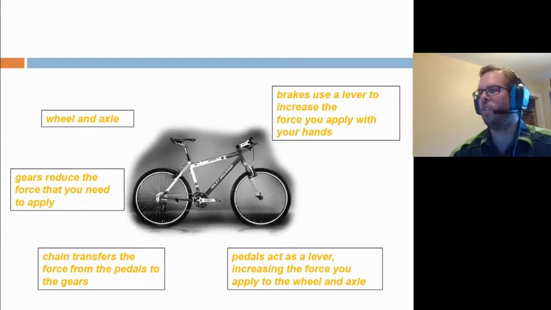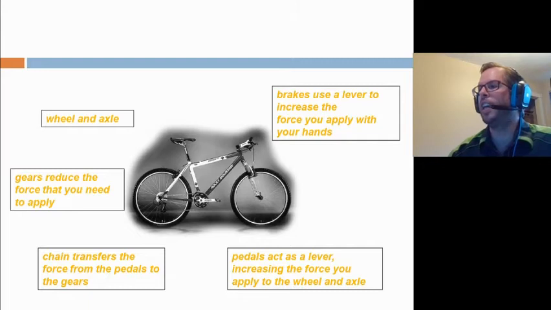And then, of course, talk about the chain. The chain transfers force from the pedals to the gears. So that's your linkage or your transmission. The gears, very important as well, reduce the force that you need to apply, or they can increase the force that you apply, but for a speed advantage. We'll talk more about mechanical advantage in the future, but the gears are very important, and learning how to ride a bike using your gears properly is a pretty important thing to learn.